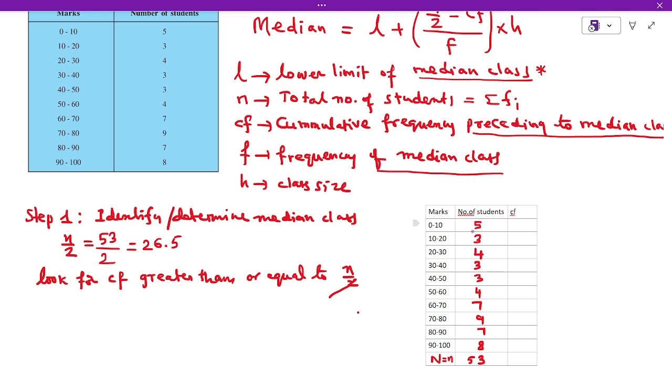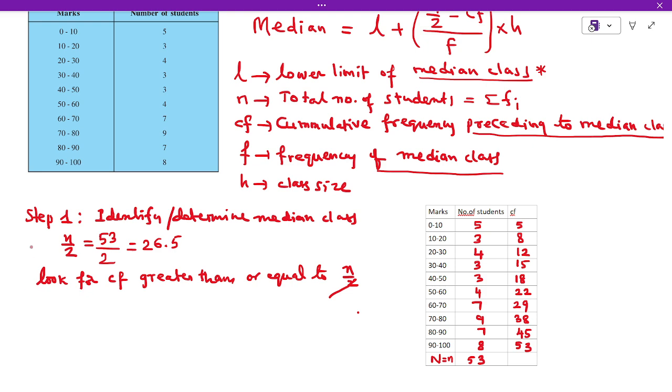So now, as I said, we are going to use the cumulative frequency of less than type, right? Less than type is nothing but adding from the starting. So 5 will be 5 only. 5 plus 3 is 8, 8 plus 4 is 12, 12 plus 4 is 15, 15 plus 3 is 18, 18 plus 4 is 22, 22 plus 7 is 29, then 38, 45, and 45 plus 8 is 53. So this is the cumulative frequency, right?